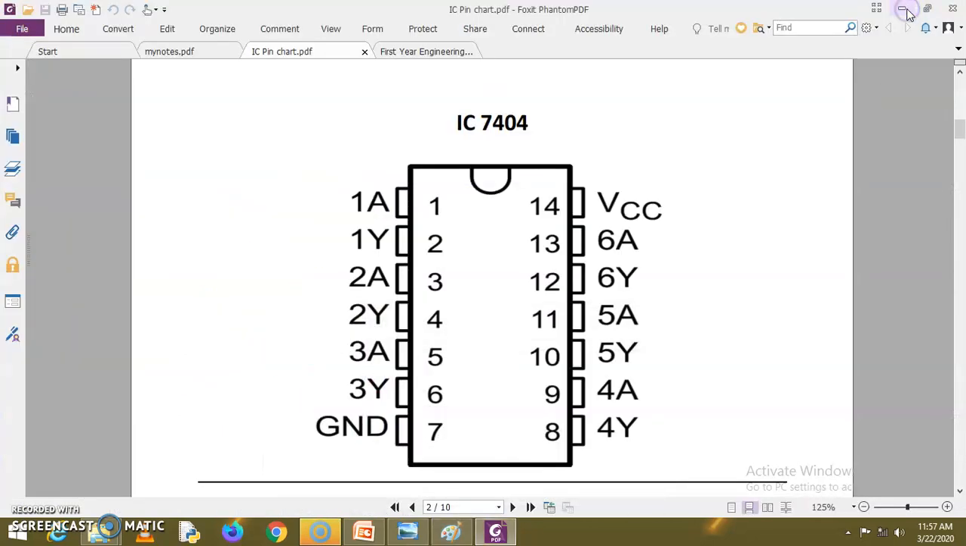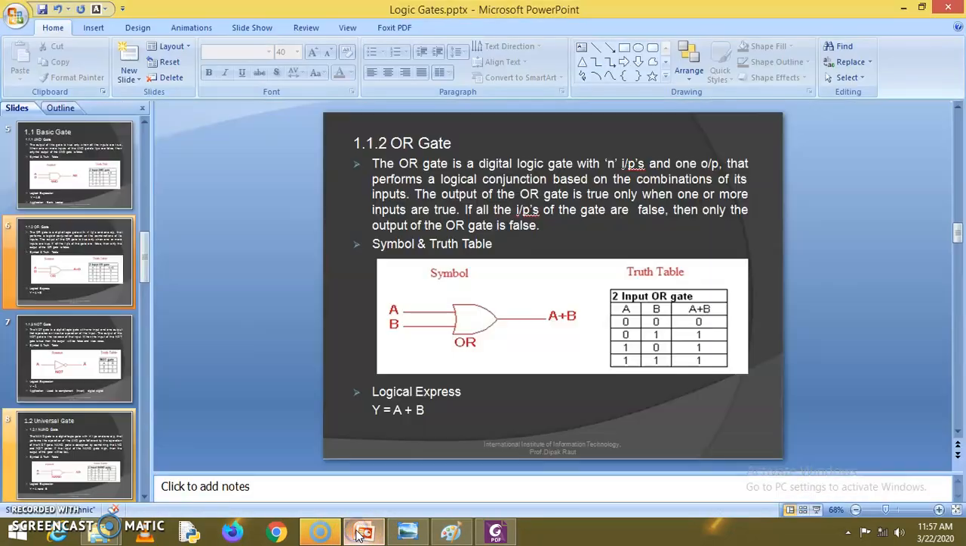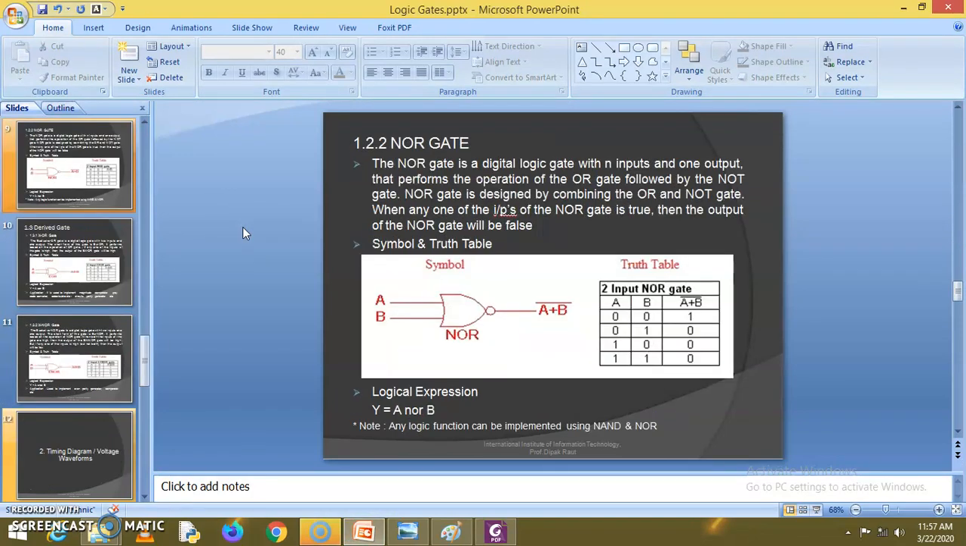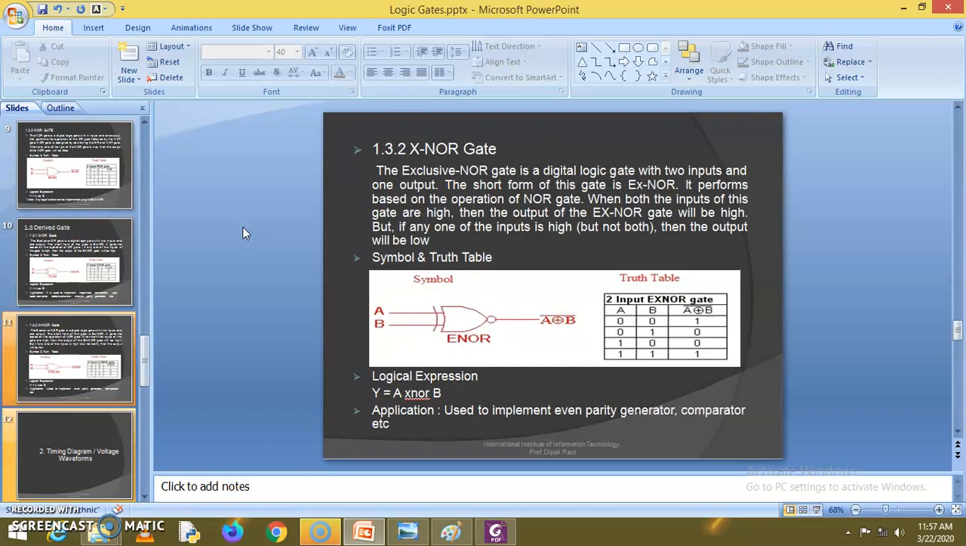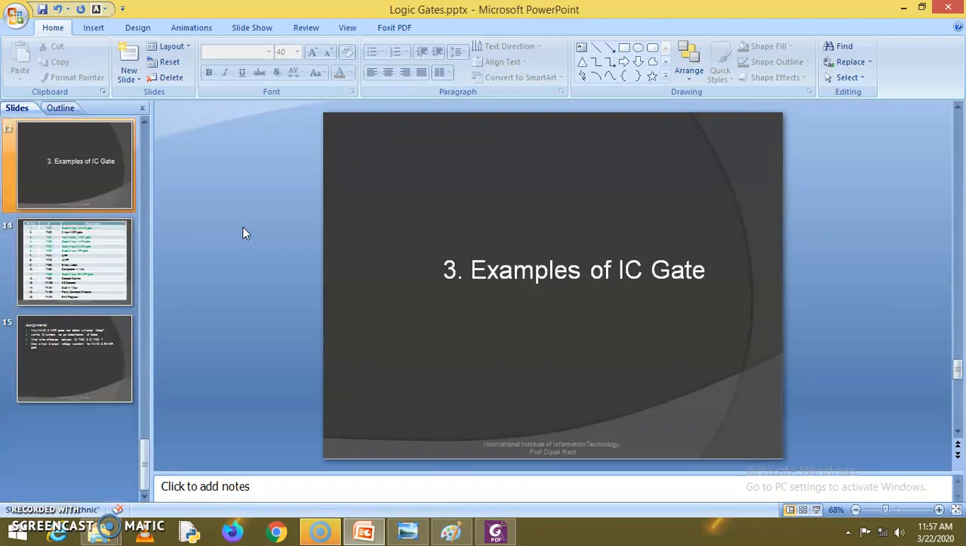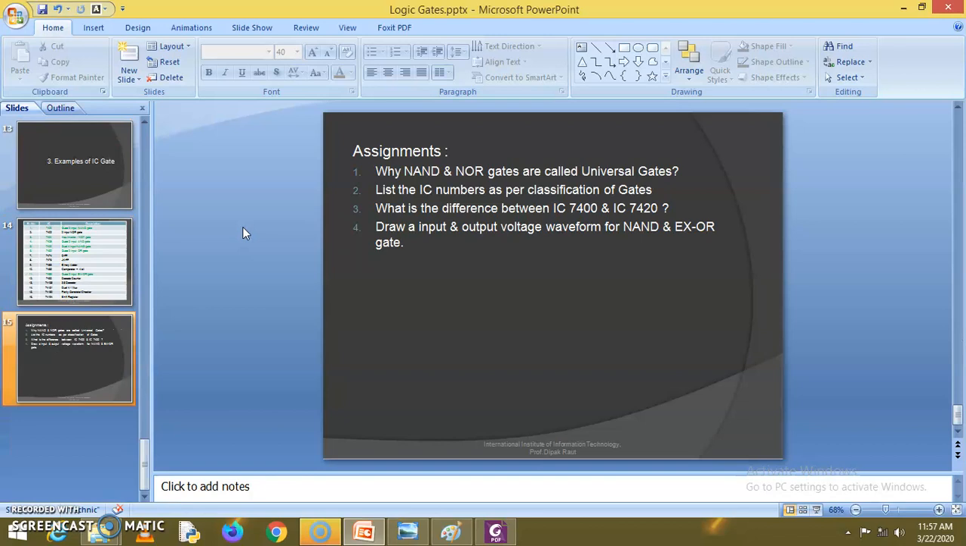Now based on these three points which we have studied till this point, just note down these assignments. I have given some assignments for today's lecture. I hope you will solve them and put them on your classroom platform, Google Classroom. So note down these 4 assignments.